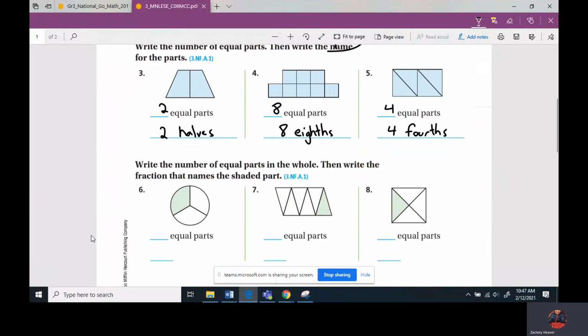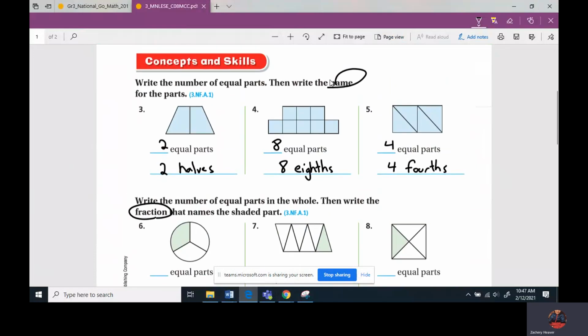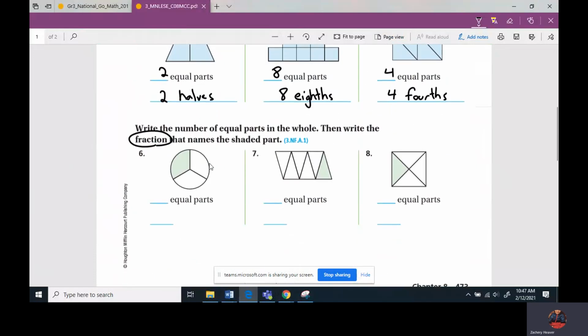Down here, it says, how many equal parts do we have? And then we're going to write the fraction that names the shaded part. So this is the name for the parts. This is the fraction. So we have 3 equal parts, and of those 3, 1/3 is shaded. Here we have 6 equal parts. 1/6 is shaded. Lastly, we have 4 equal parts, and 1/4 is shaded.